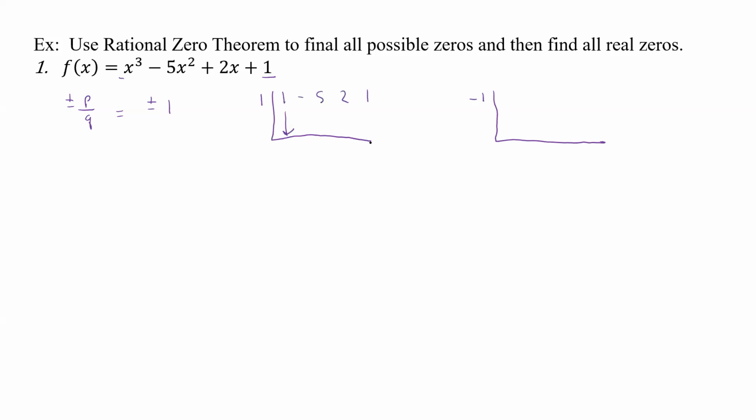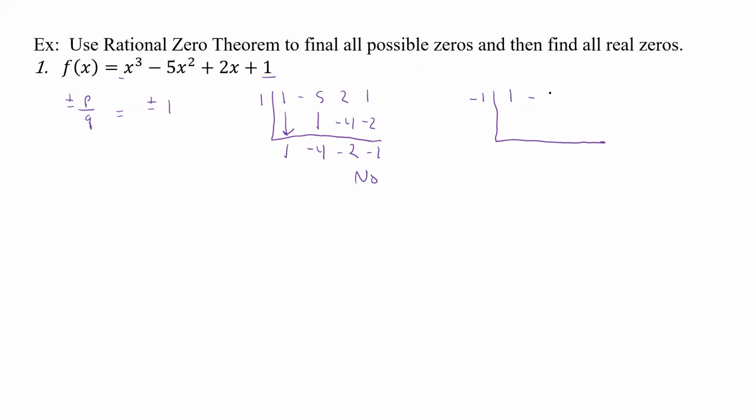So we work our way down. And again, if we have a 0 here, then we know it's an actual 0 as far as a factor. So that gives us a 1. 1 times 1 is 1. Minus 5 plus 1 is minus 4. 1 times that is going to be a minus 4. That's going to give us a minus 2. That's a minus 2, that's a minus 1. So no, that's not a factor.